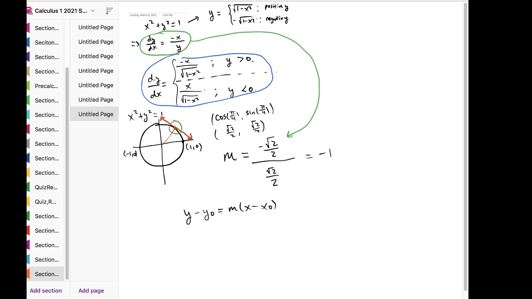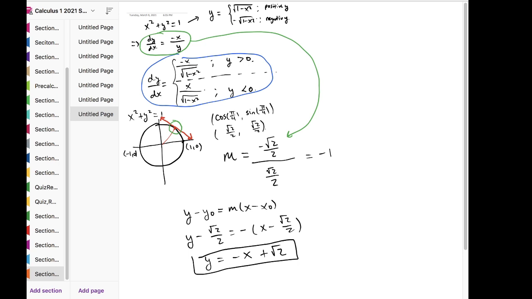What's x0 and y0? Well, it's exactly the point, right? Which is radical 2 over 2 and radical 2 over 2. Okay, so just solving, we get negative x, and it's going to be plus radical 2. Okay, cool. So questions about that?